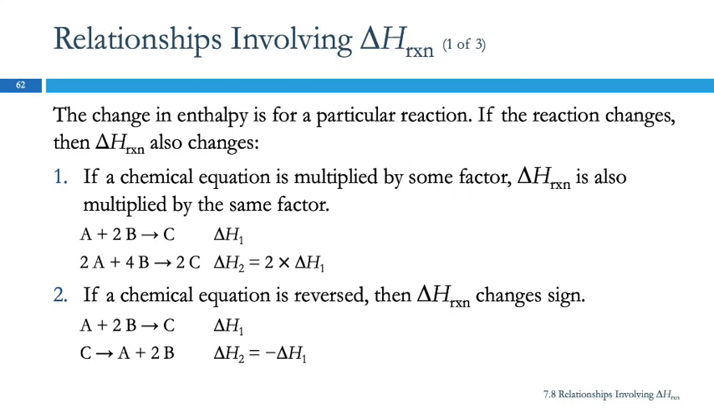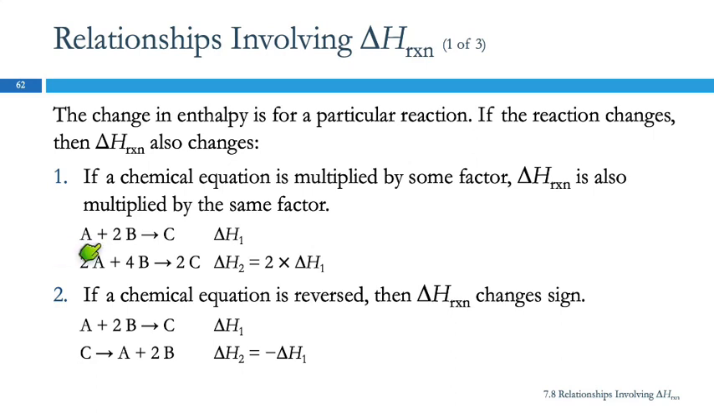If we multiply all the coefficients by 2, so there's twice as much stuff, we'll have twice as much energy going one way or the other, right? So if we take the chemical equation and multiply it by some factor, 2, 3, whatever, then you also multiply delta H by the same factor.